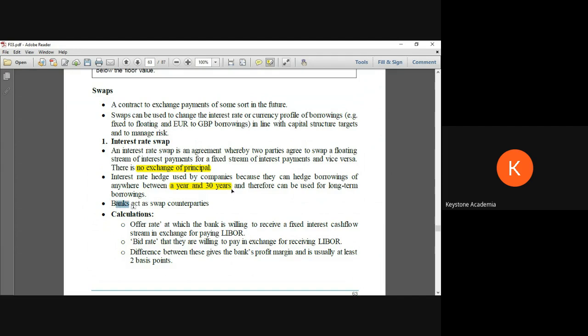Banks act as a swap counterparty. Whatever we do, we have to go through banks or financial institutions, and they always make money. They have their charges, whatever benefit or loss the companies are getting. Banks are one of those who are always making money while taking the lowest of risk.